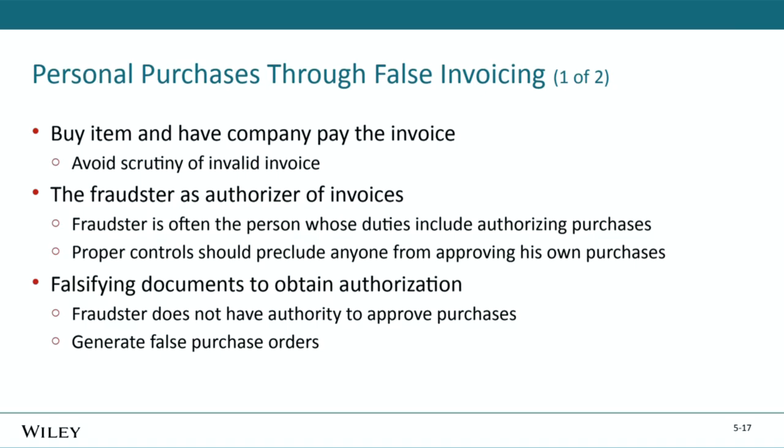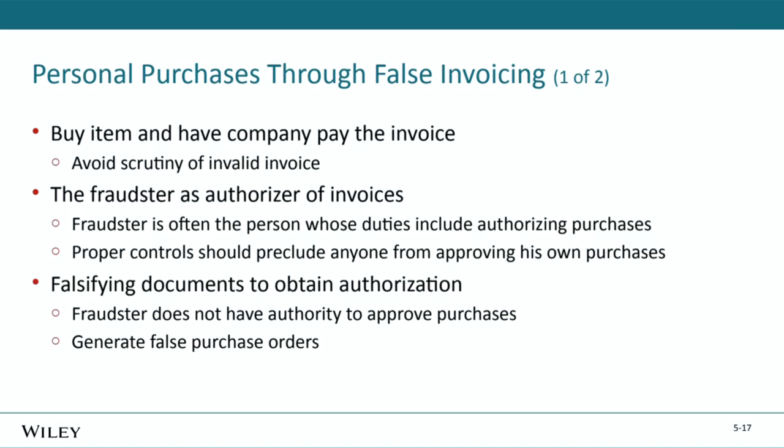And if you're the one who authorizes invoices, you have a duty that includes authorizing purchases. Again, smaller companies, where you've got the office manager who approves purchases and approves payments. Boom, no separation of duties. Very easy to pull this one off. But you should have controls where the person who approves the purchase does not also approve the payment.